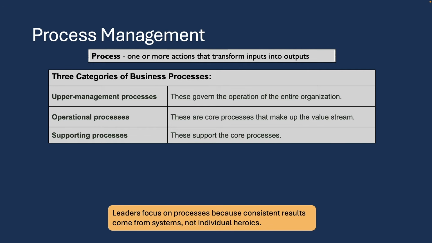A process is one or more actions that transforms inputs into outputs. Organizations rely on upper management processes, operational processes, and supporting processes. Leaders focus on processes because consistent results come from systems, not individual heroics. If success depends on extraordinary effort every time, leadership has failed to design a reliable process.